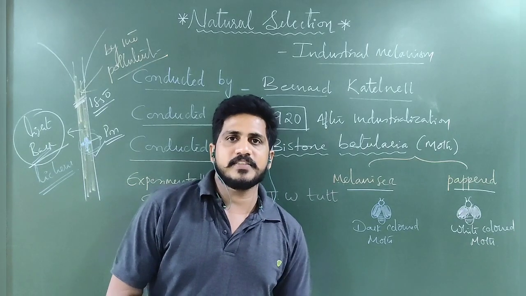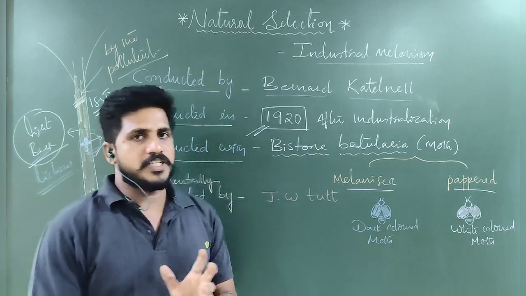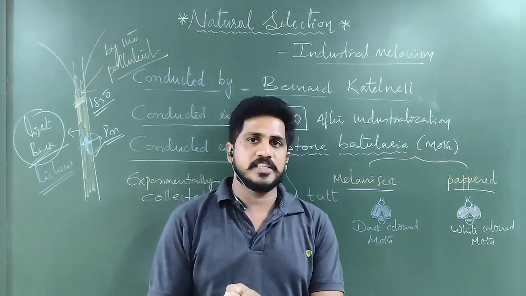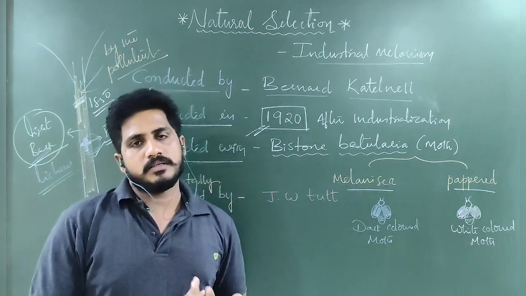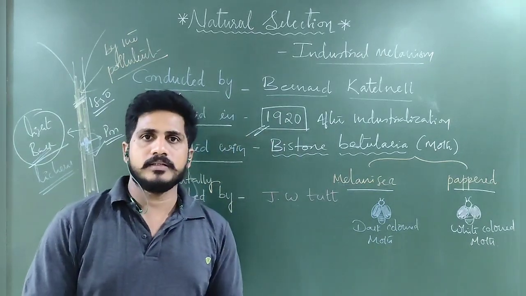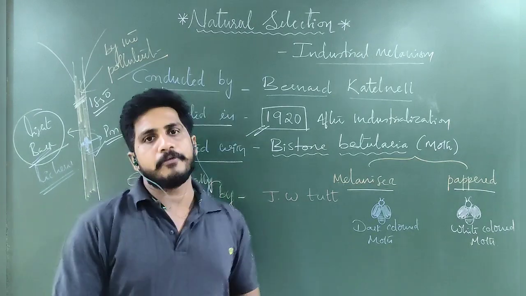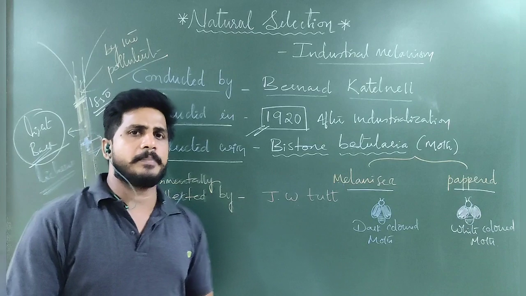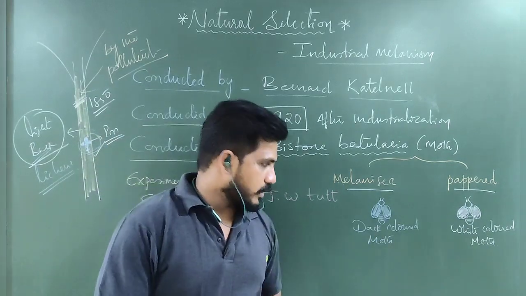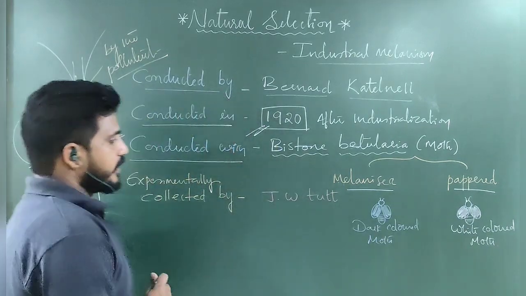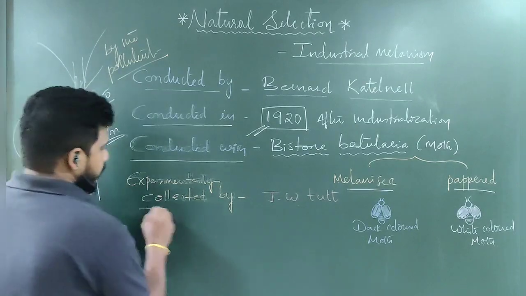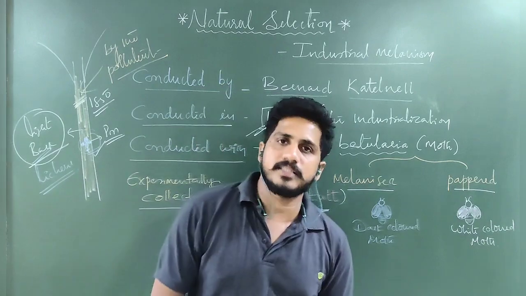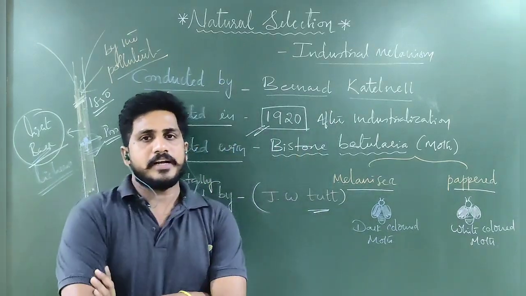I hope you understand this video. So, you got the logic of what actually happened: the situation of industrialization, in the rural areas of England before 1920. Once 1920 happened, there was a huge change in the dark-colored moths. They increased dramatically. This was collected experimentally by J.W. Tutt, who collected this data after 1920.